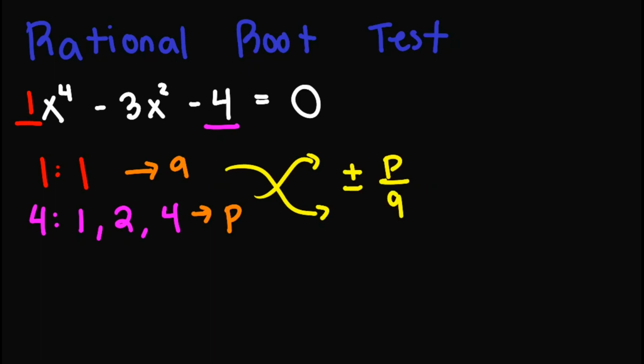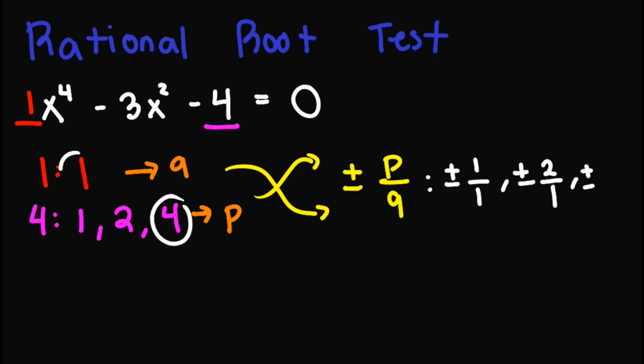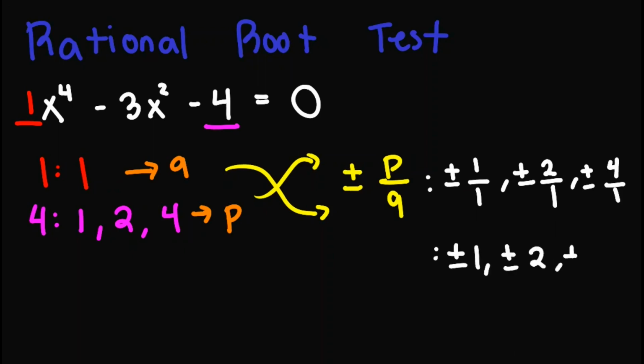So our possible rational roots are, we can have positive negative 1 over 1, then we can also have positive negative 2 over 1. And then lastly, we can have positive negative 4 over 1. Or simply positive negative 1, positive negative 2, and positive negative 4. Now, are these the roots of this polynomial equation? Not yet, since again, these are only the possible rational roots. So how do we determine which among these are the actual roots of this polynomial equation?